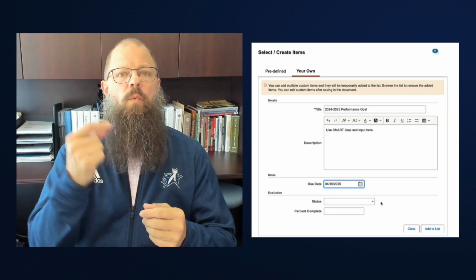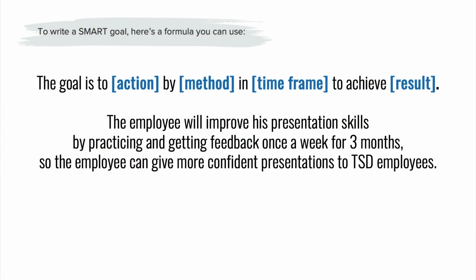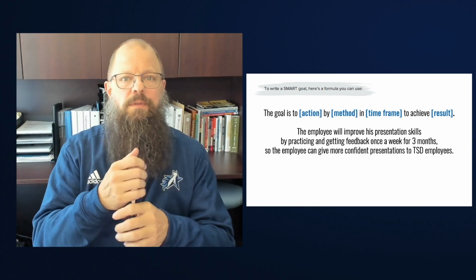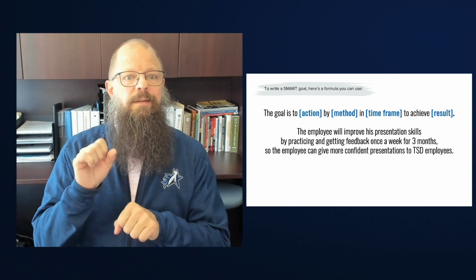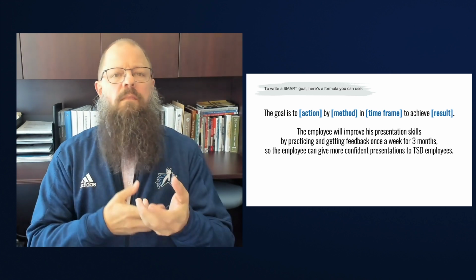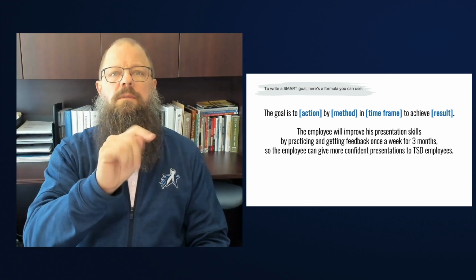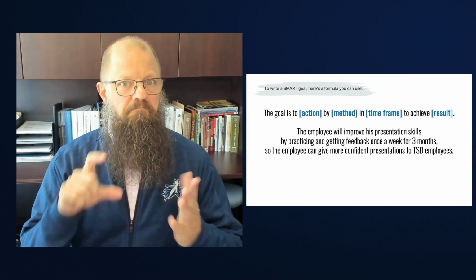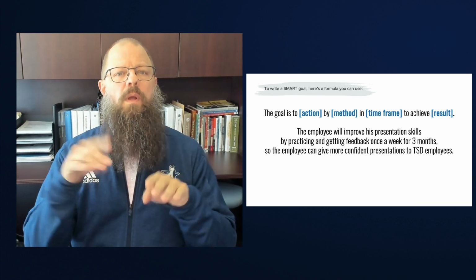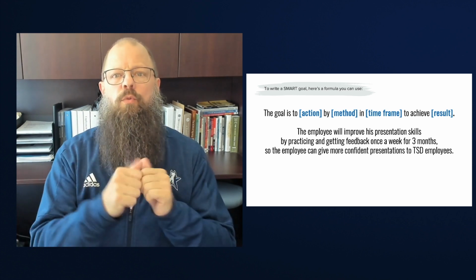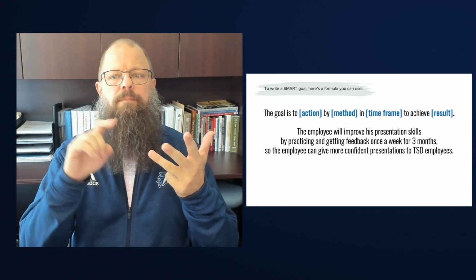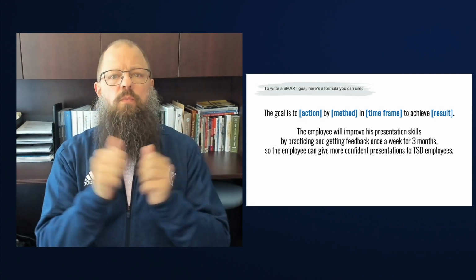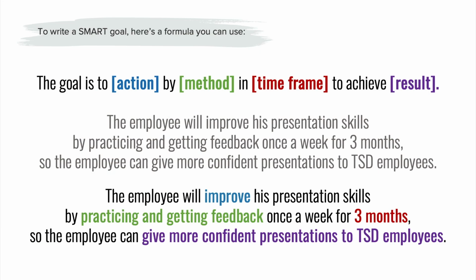Let me give you an example of what a goal might look like. The employee will improve his presentation skills by practicing and getting feedback once a week for 3 months, so the employee can give more confident presentations to TSD employees. Now, I'd like to take it one step further and break it down with some color coding within that goal to recognize the action, method, time frame, and result. That color coding will help you recognize where it falls within the formula.